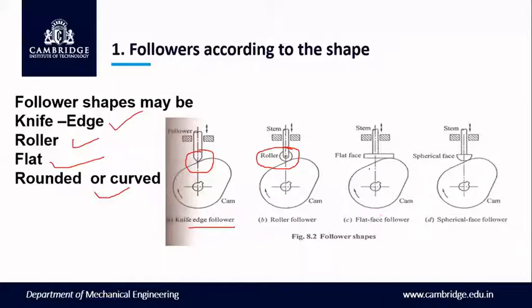The flat face follower diagram is shown here. Instead of a roller, a flat face will be in contact with the cam. Then finally, the spherical face follower is also shown here. It's also called a rounded or curved or mushroom face follower. So these are the types of follower according to their shapes. It's very easy to remember, because by referring to their shapes, we can call the names.